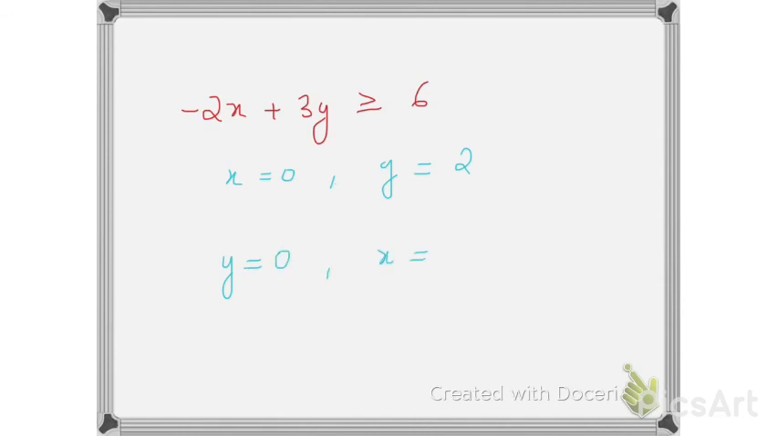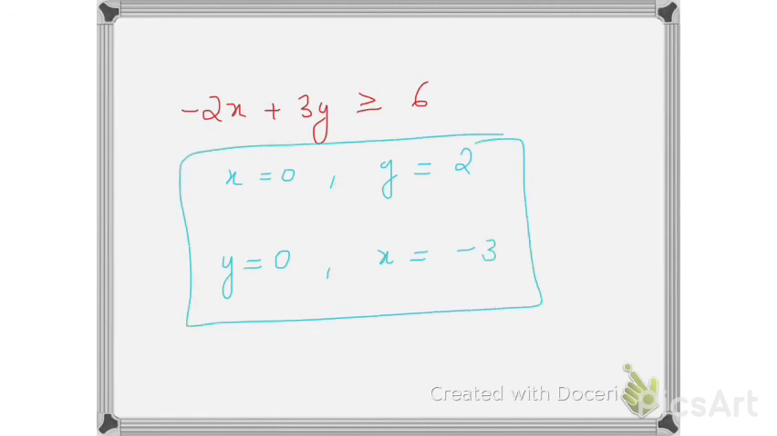Then we need to solve for the second equation, which is minus 2x plus 3y greater than or equal to 6. So for this, again we do the same. x is equal to 0, then we need to find y. y is equal to 6 divided by 3, which is 2. Then y is equal to 0 and x is equal to 6 divided by 2, which is equal to minus 3. Now we graph these.